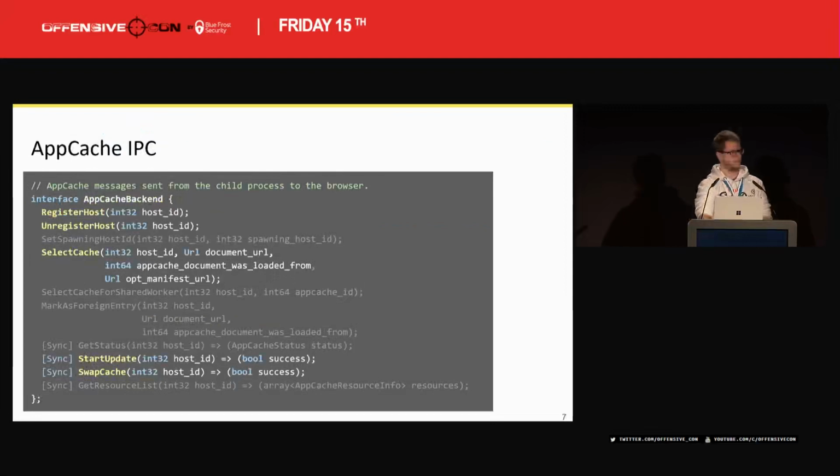So this is the IPC interface. Ned already showed it quickly. What's important here is we can register hosts, we can delete hosts, and we can tell the backend what manifest a host specified. Because that's in HTML, so the renderer knows about it, but the browser also needs to know about it. So for this we can use the select cache function.